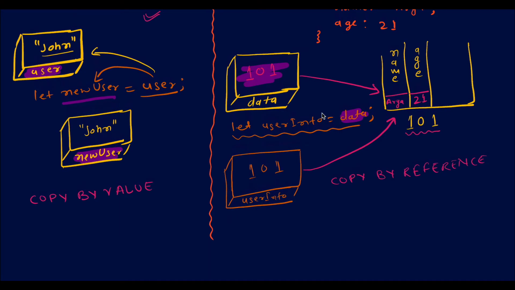Now let's see how things will behave if we try to manipulate the values here. What if I go ahead and, in the primitive data type, I say user is equal to Sam. As soon as I do that, what will happen? The value on the right hand side, that is Sam, is the new value of variable user. So John is gone. Now the value of this is Sam.